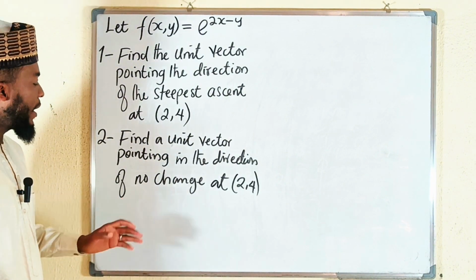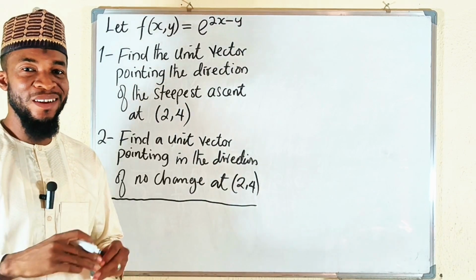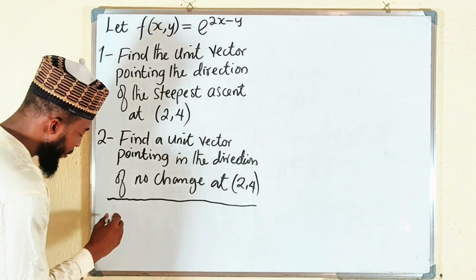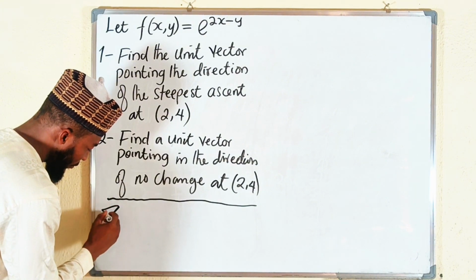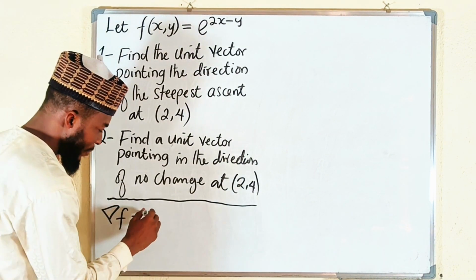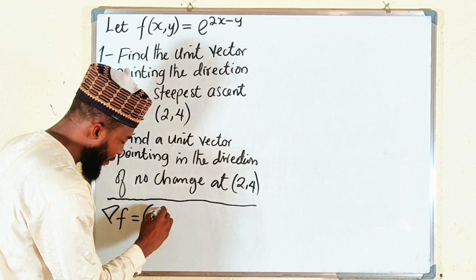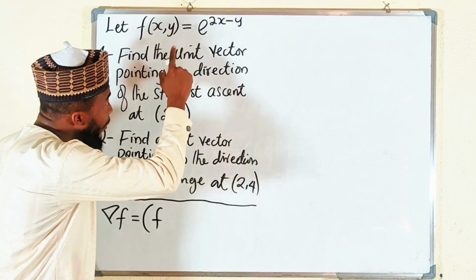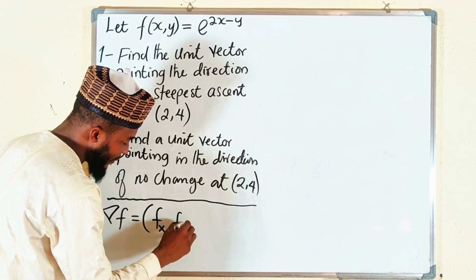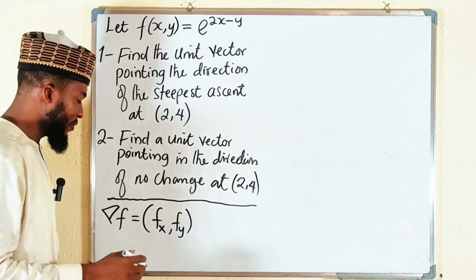So let me utilize this space to find the first thing, which is the gradient vector at (2, 4). The gradient vector is equal to a vector whose first component is the derivative of the given function with respect to x, comma, the derivative of the same function with respect to y. So this is our gradient vector.